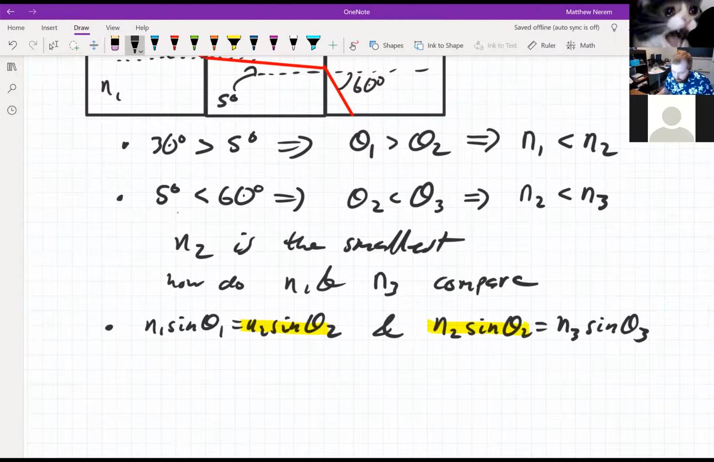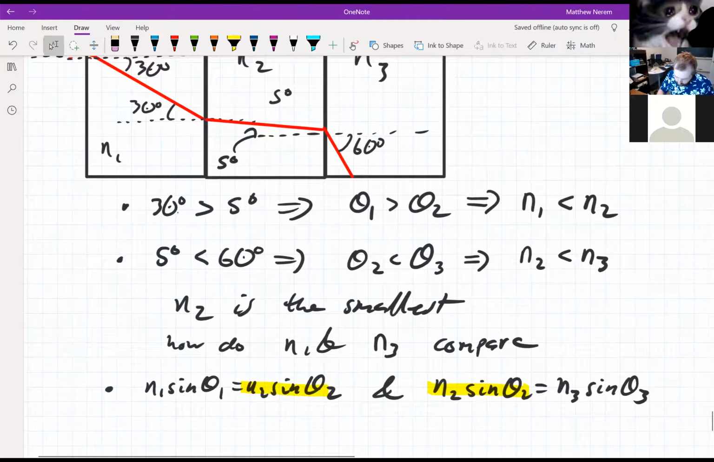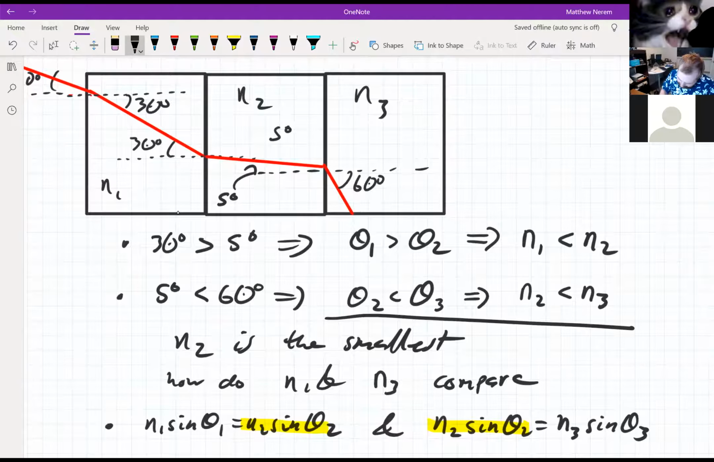Why is N2 not greater than N3? Because I messed up. Good catch. Yes, you do always flip it. So let's scroll back. Let's go back to up here. So it's here. 5 degrees is less than 60 degrees. Thank you for catching that, guys. Yes, you do always flip it.